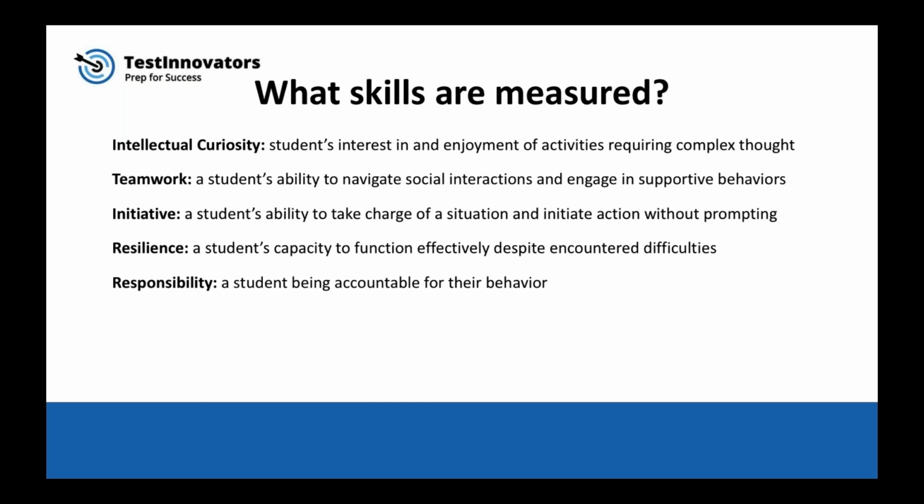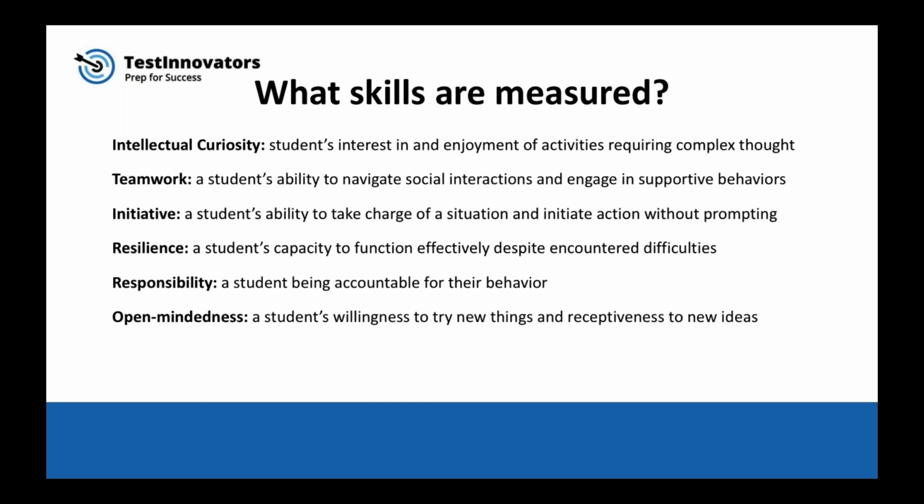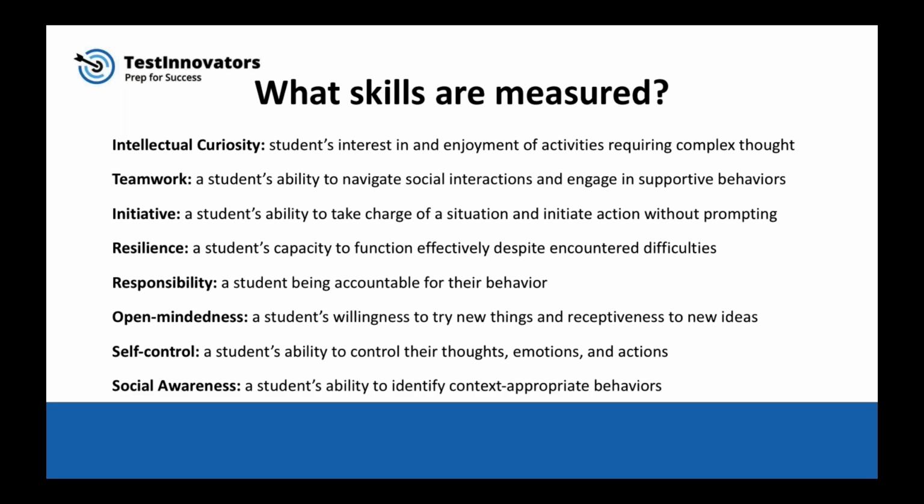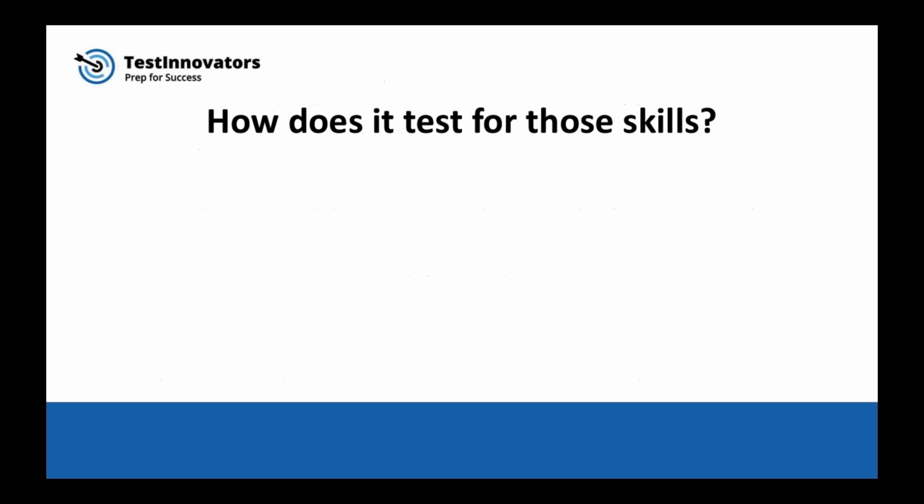Responsibility, which is essentially accountability for your behavior. Open-mindedness, your willingness to try new things, be receptive to new ideas. And self-control, which is a student's ability to control thoughts, emotions, and actions. And last of all, social awareness, ability to identify context-appropriate behaviors. So these are the 8 things that the Character Skills Snapshot is designed to measure.